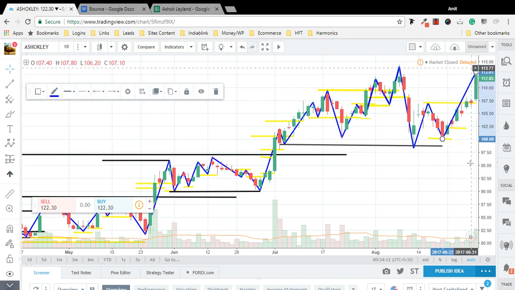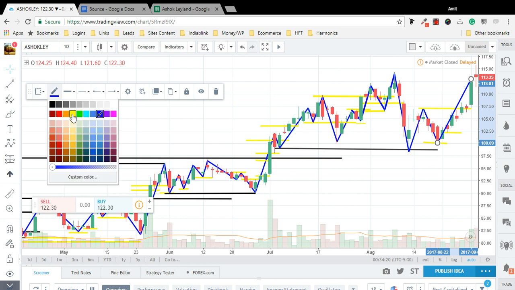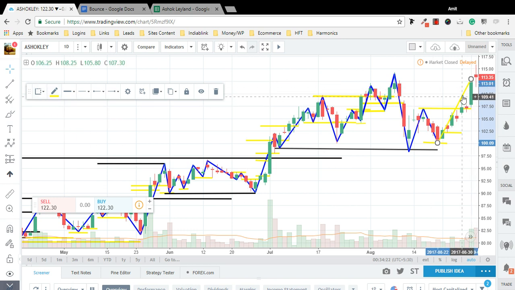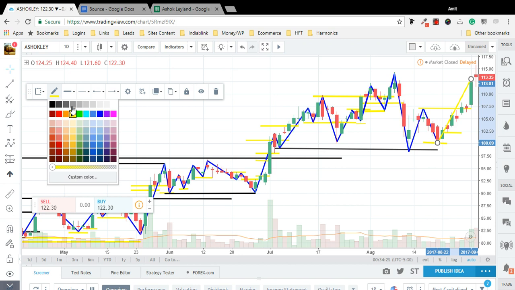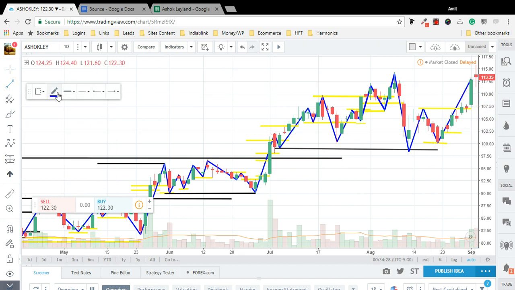So this is straight high. So let's see the next day. Next day it has made a doji, so we need to move our stop loss to the end of the doji, and again this is a closing basis stop loss because it is a doji.